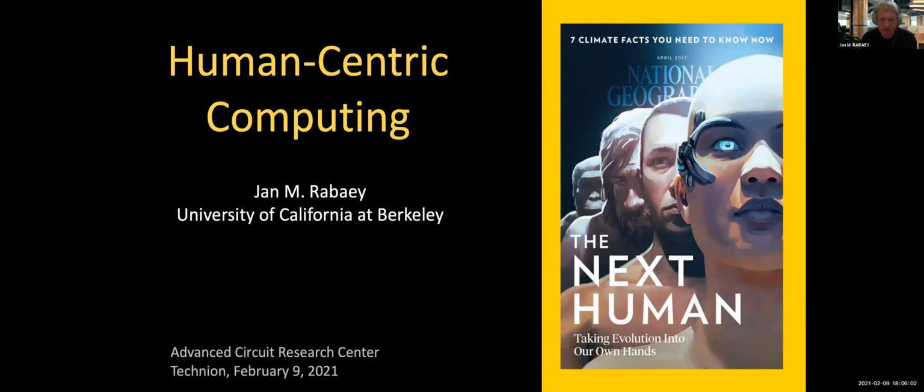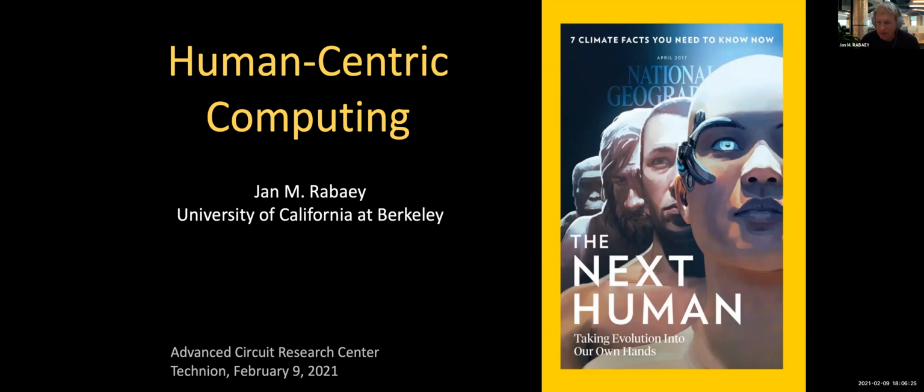What I want to do today is talk about something I've been playing around with for probably the last 10 years or even a bit more, and it has various aspects. But what I'm going to focus on today is human-centric computing, basically the human as a computer, or basically augmented with computing.